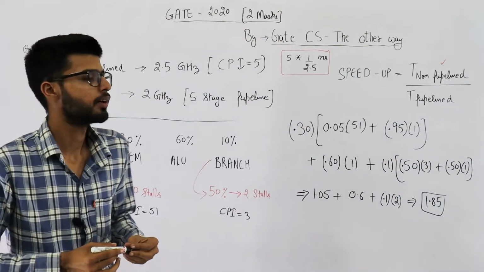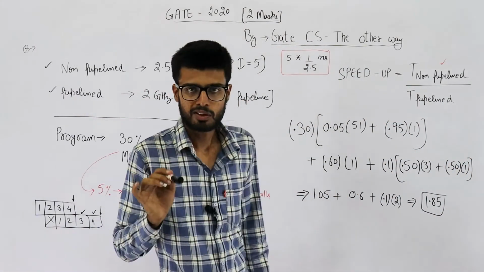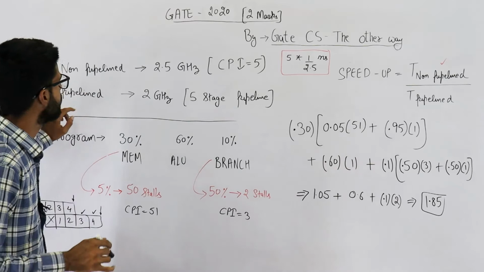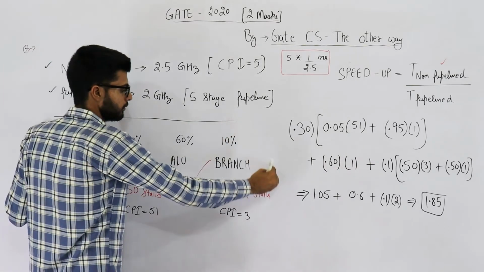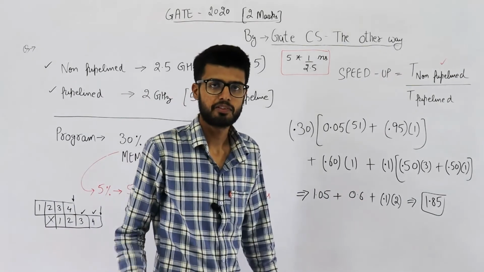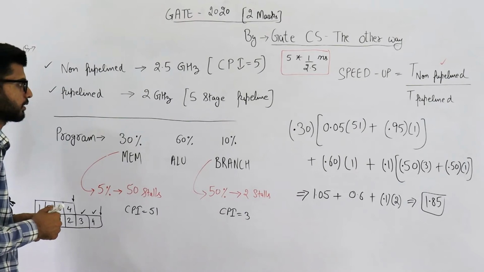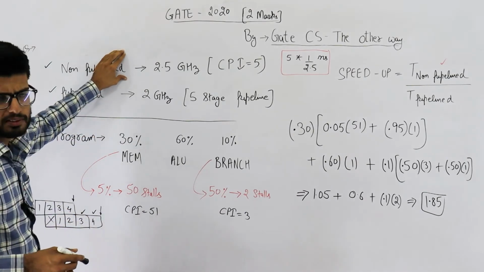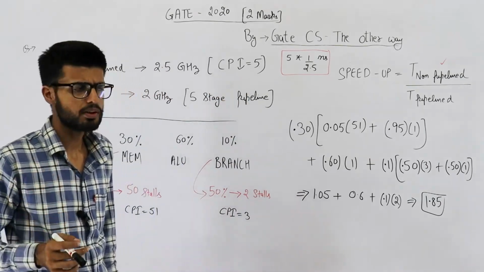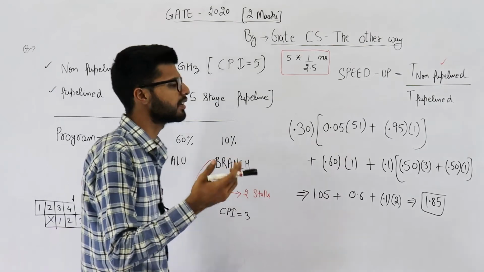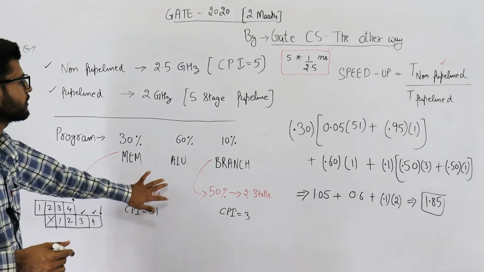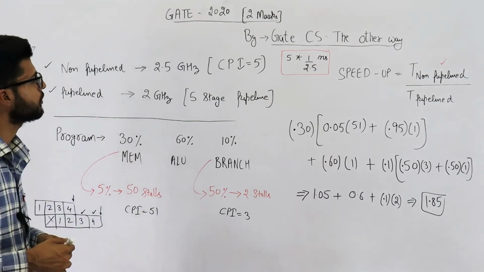So what is this 1.85? What did we just calculate? 1.85 is the number of clocks required by one instruction on average in this program. Such a program will have an average CPI of 1.85 with respect to a pipelined processor. For a non-pipelined processor, you need not do such things because they're simply given the CPI is 5. Moreover, branch instructions won't create any stalls because there is no pipelining in the first place. So this information is only relevant to the pipelined processor.